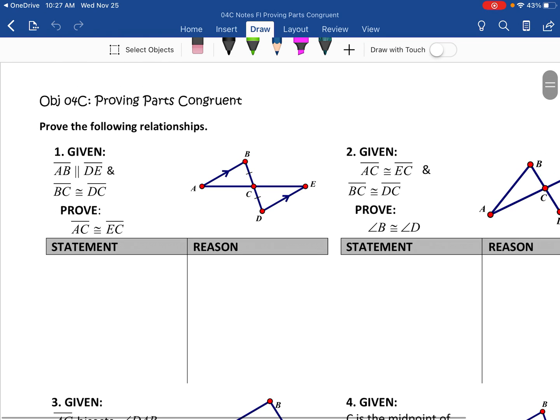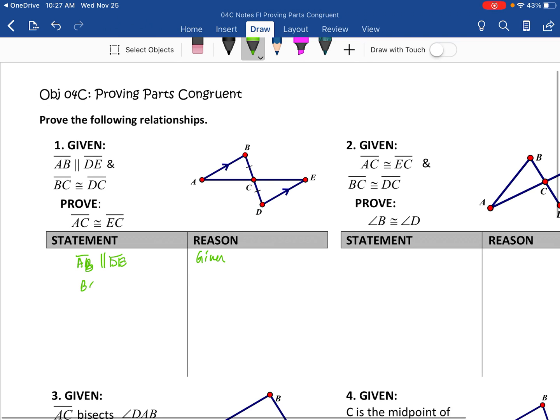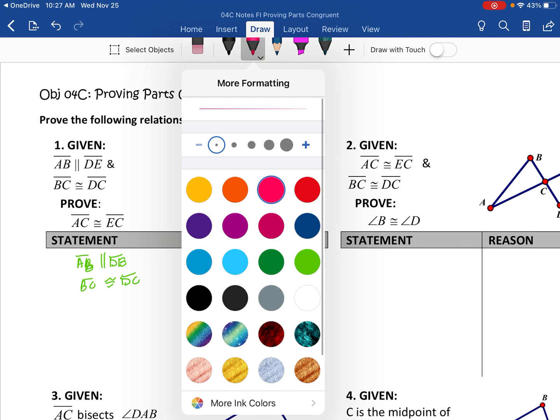So you're given, I know AB is parallel to DE. That's given. I know BC is congruent to DC. That's also given. It's marked in my diagram. I like a little bit more color. We've done this one before.